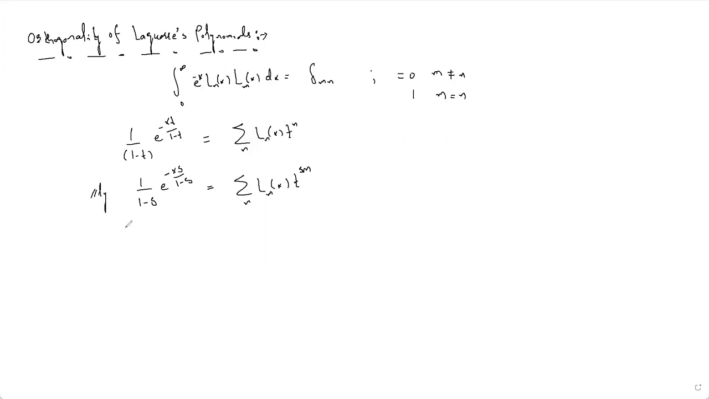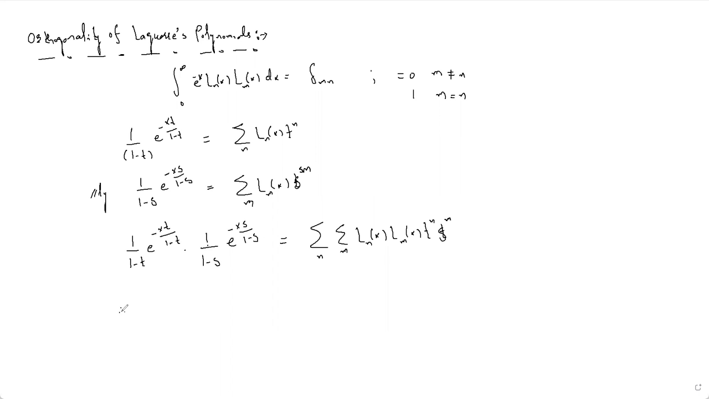Let us take the product of these two. The product will be 1 over (1 minus t) e raised to power minus xt divided by (1 minus t), into 1 over (1 minus s) e raised to power minus xs divided by (1 minus s). This will be equal to the summation over n and summation over m of L_n(x) L_m(x) t raised to power n, s raised to power m.